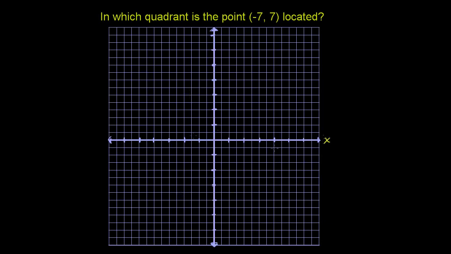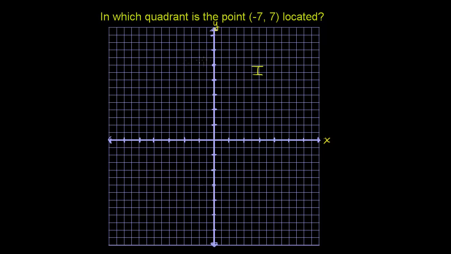So this right here is the x-axis, and this up-down axis is the y-axis. And you can see it divides the coordinate plane into 4 sections. We call each of these sections quadrants. This one over here, where both the x values and the y values are positive, we call the first quadrant. And we use the Roman numeral 1.